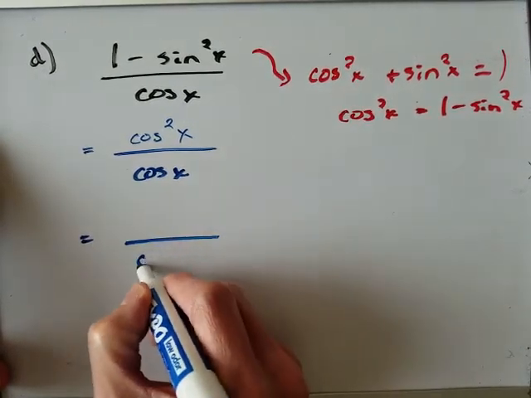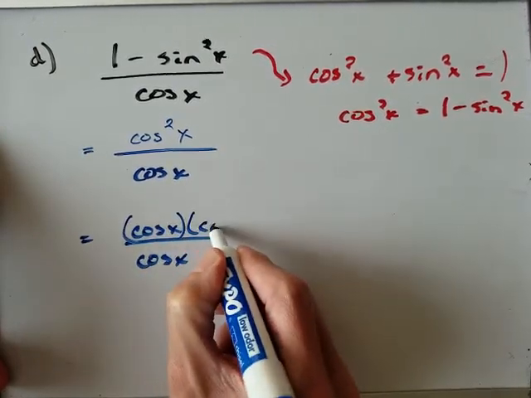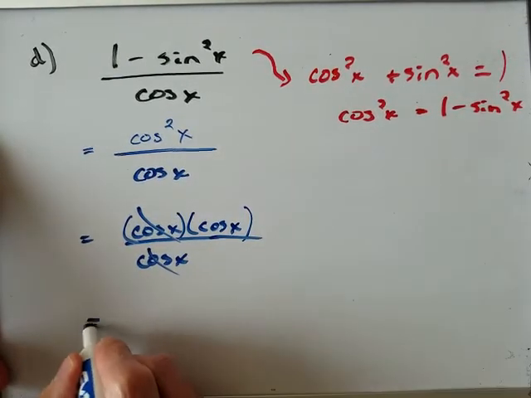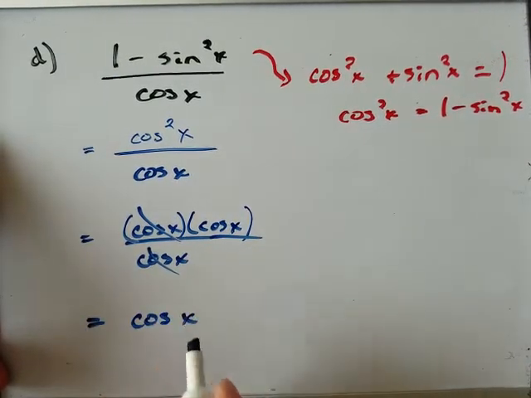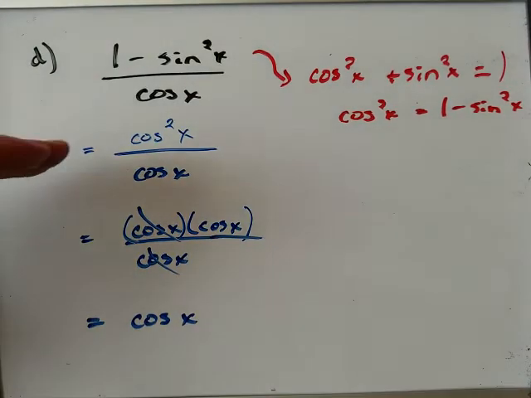If cosine squared really means cosine times cosine, because everything is multiplied together, we can do my old favorite, cross out, and you are left with just cosine. And then this is not cheating. In simplifying, you always want to show every one of your steps.